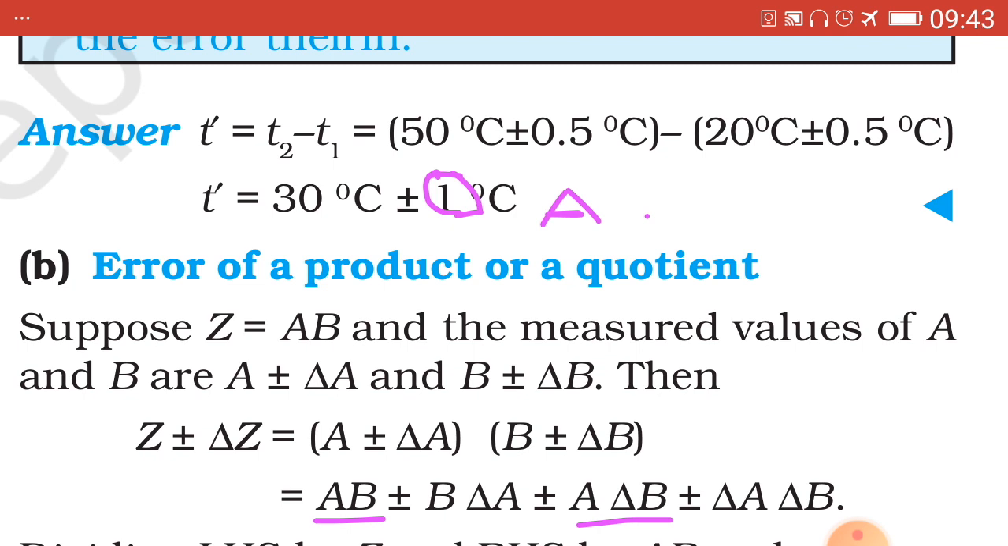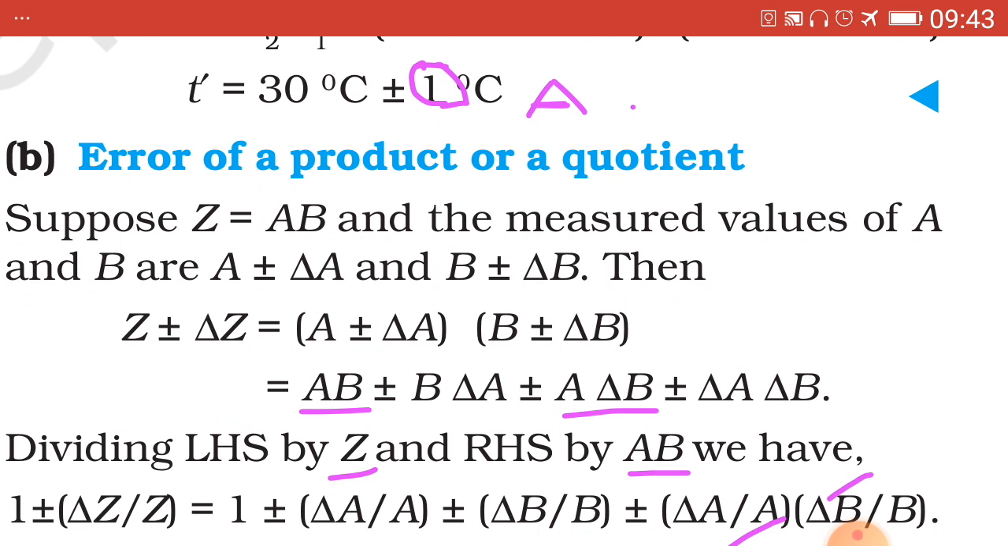On simplification, the temperature difference without error has to be calculated: 50 minus 20, that is equal to 30 degree centigrade plus minus. Now error is always added, absolute error added, as we have seen in the previous rule. So 0.5 plus 0.5, that is equal to 1. Hence the final answer will be T dash equal to 30 degree centigrade plus minus 1 degree centigrade. That is the final answer with absolute error.